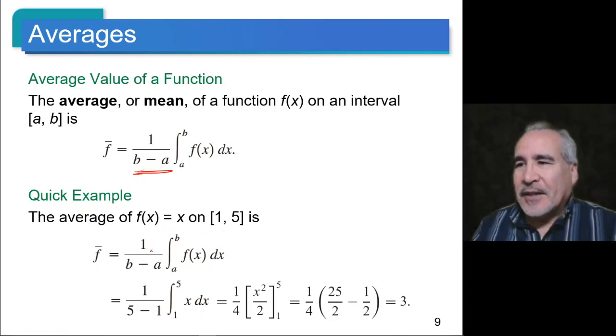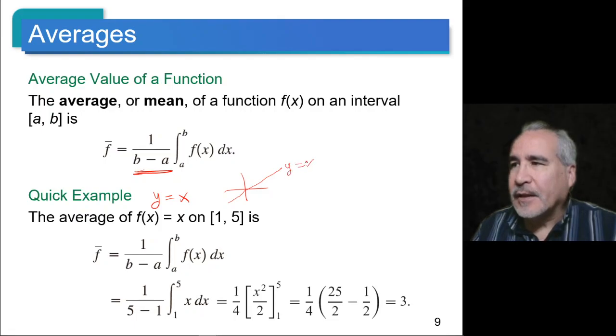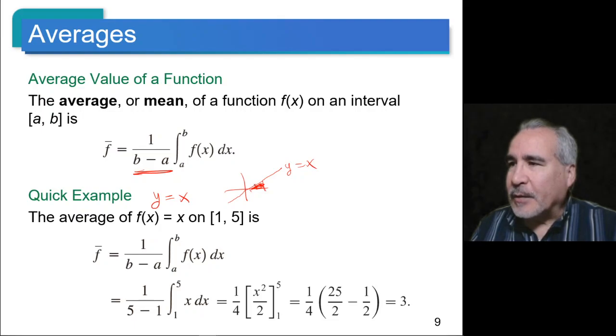Okay, so now here's an example. Take the average of the function f of x equals x. So that's really y equals x. If you were to graph it, that's that 45-degree line, y equals x. So if we integrate that from 1 to 5, we're getting something like this. That's what the integral is going to be. Remember, area under the curve. And the average we'll expect to be somewhere here in the middle.